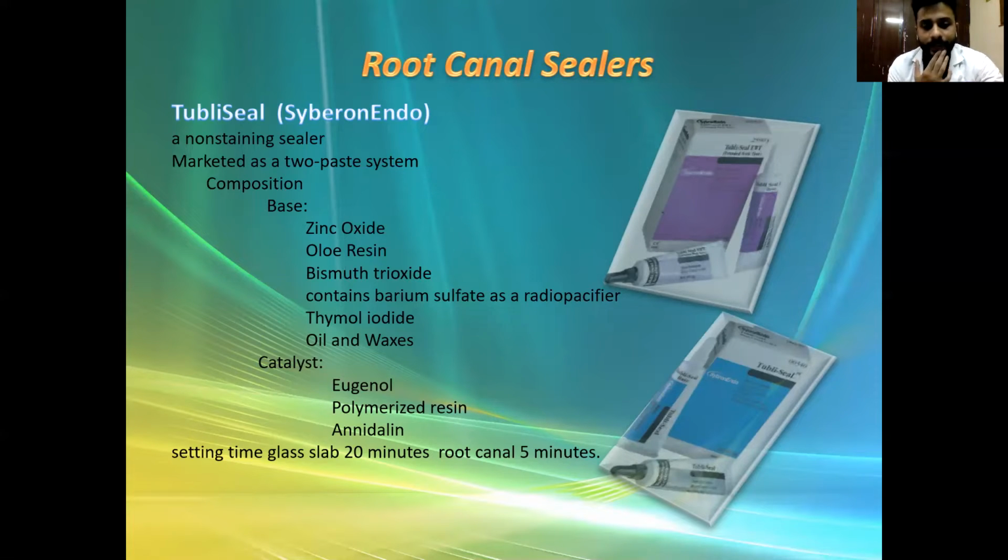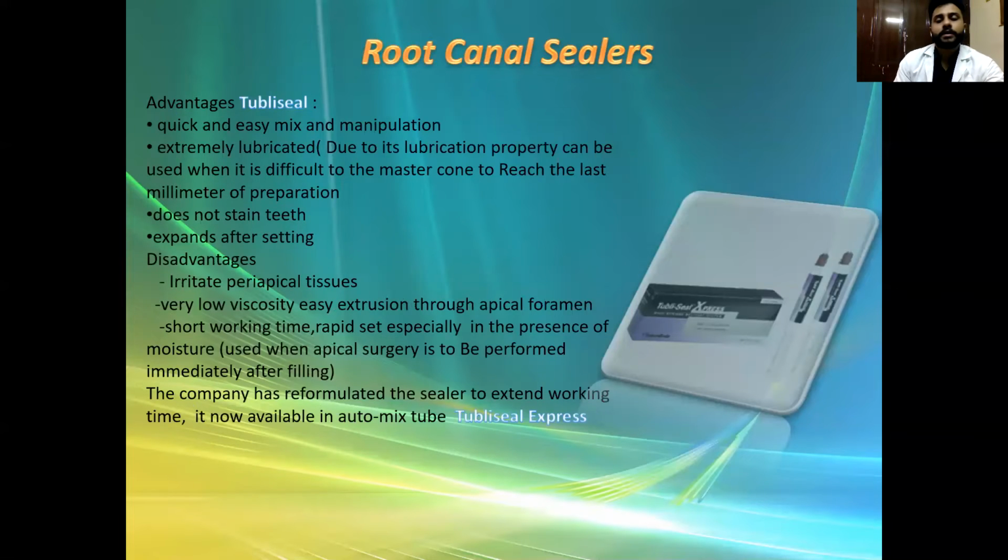Setting time on the glass slab is 20 minutes, and in the root canal 5 minutes. So advantages of Tublicil are they are quick and easy to mix, and it's extremely lubricated. Due to its lubricated property, it can be used when it's difficult for the master cone to reach the last millimeter of the preparation, and most importantly, it does not stain the teeth and expands after setting. Disadvantage: it irritates the periapical tissue, has very low viscosity and easy extrusion through the apical foramen.